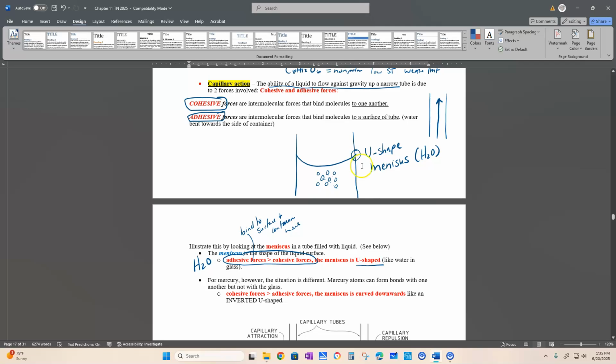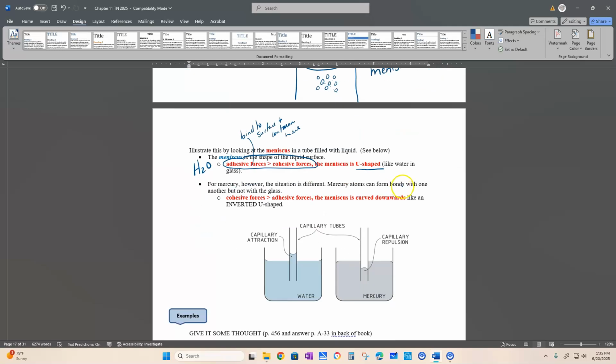But what about mercury? Mercury is actually different, okay, a metallic liquid. Mercury atoms can form bonds with one another, but not with the glass. So in this case, you actually get your cohesive. Remember, these are the ones that bind molecules to each other. You actually have stronger forces with the molecules binding with each other, so you get a downward curve like you see in this picture right here, okay?